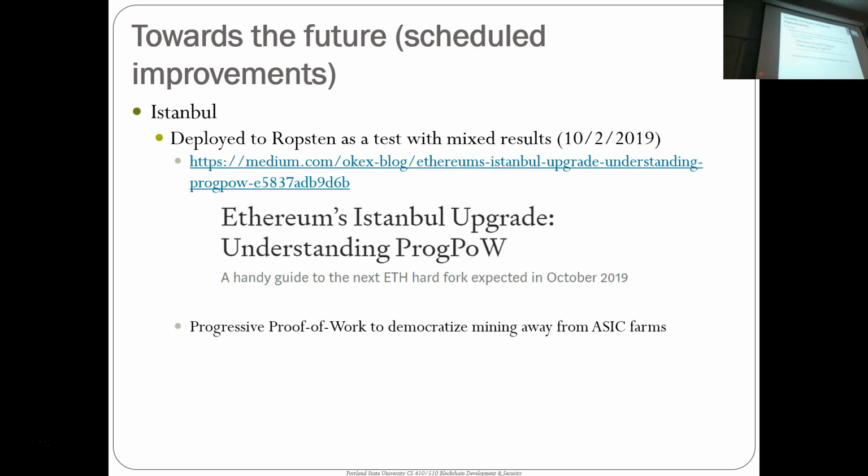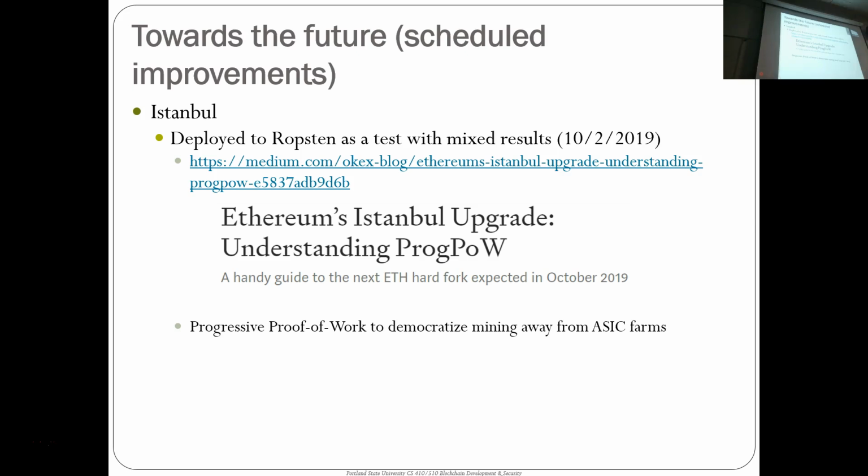Okay, so there are a lot of scalability issues with Ethereum. This is why the only thing on Ethereum right now are a lot of toy applications. The thing that they're trying to do this month is Istanbul. This was deployed to Ropsten, and I sent this article out. This was sent to Ropsten as a test, and I couldn't do any work that weekend on Ropsten. So I don't think it went well. I haven't read the postmortem on this, but it had some mixed results.